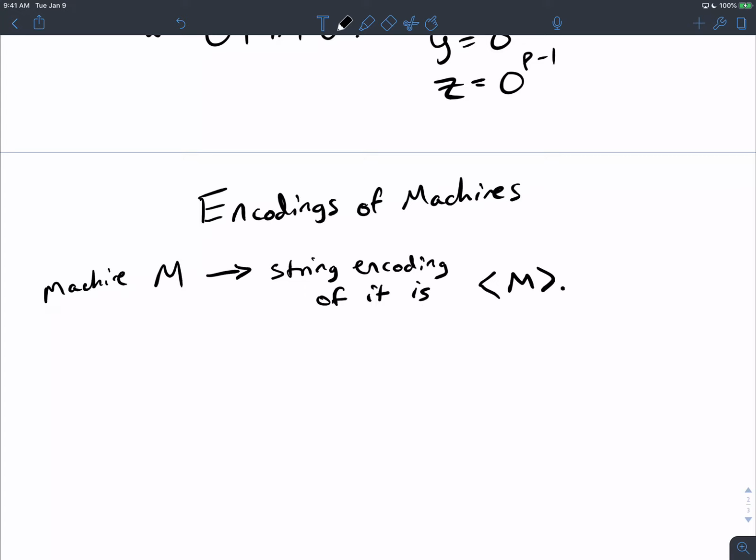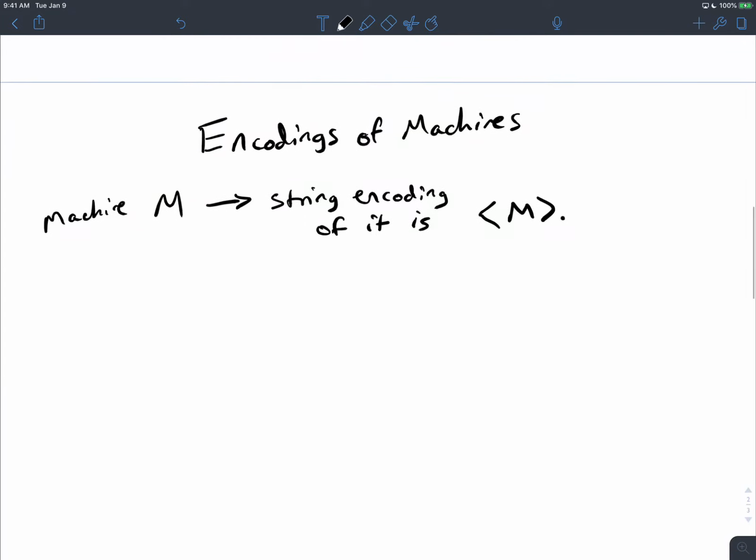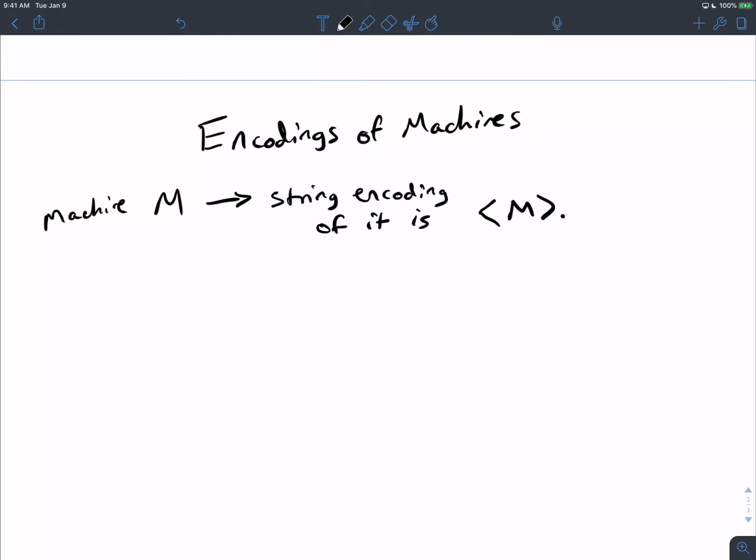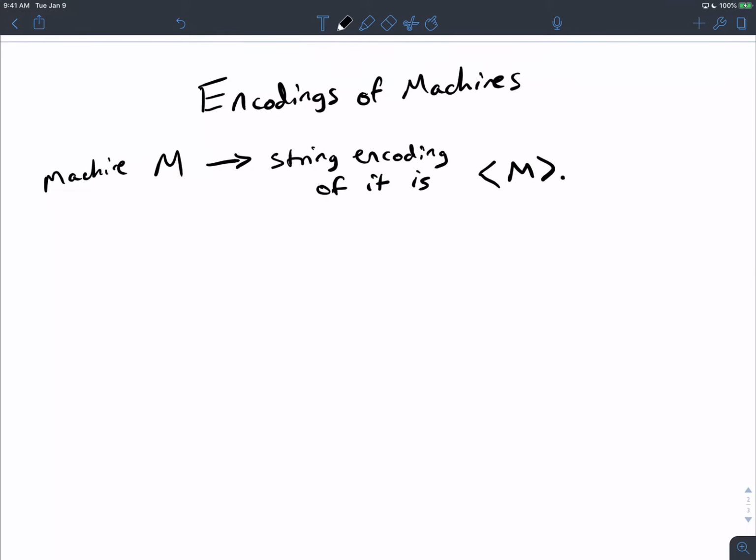You can think of this like if you wrote a computer program and analyzed the binary where the object actually lives in memory. You can think of that binary string as the representation. That's another way you can do it, but you can do it explicitly. We don't care about what the encoding actually is, as long as we can figure out from the encoding what the machine actually is. Okay, so what were we doing with encodings of machines?